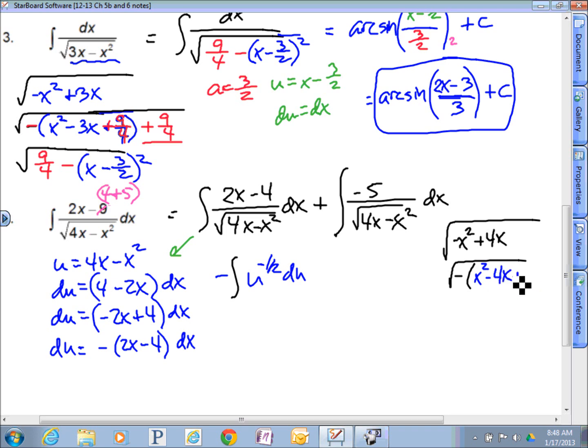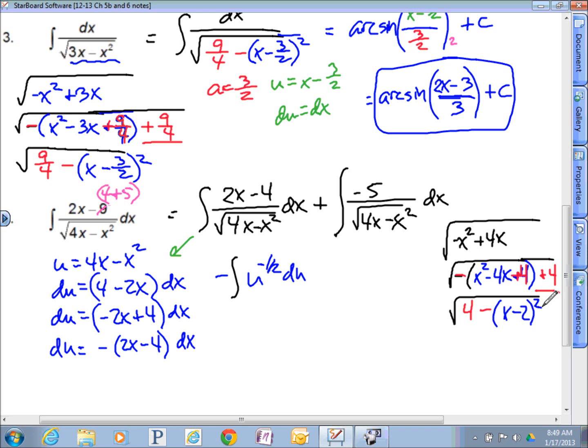Half of 4 is 2, squared, plus 4. Now let's do the red thing again. I have a negative times a positive 4, which means I really have a negative 4 that I created. So out here I'm going to have to add on 4 in order to make this thing balance. So what do I really have inside the square root? I've really got the quantity 4 minus the quantity x minus 2 squared. And that looks like we are set up to do an arc sine now.